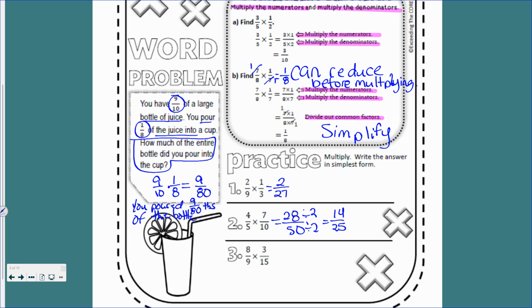On number 3, can we cross reduce before we start multiplying? Yes, 3 and 9 can both be divided by 3. So that makes 1 and 3. 8 times 1 is 8. And 3 times 15 is 45. So both of those can be divided by 2? 3, 5, 7. Then we're done. Any questions about multiplying fractions?